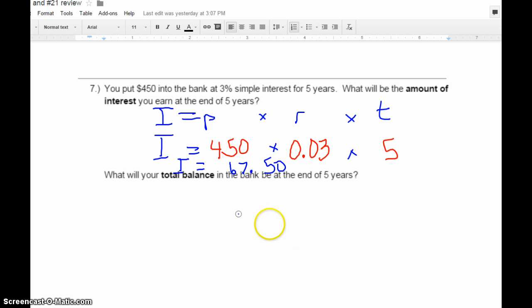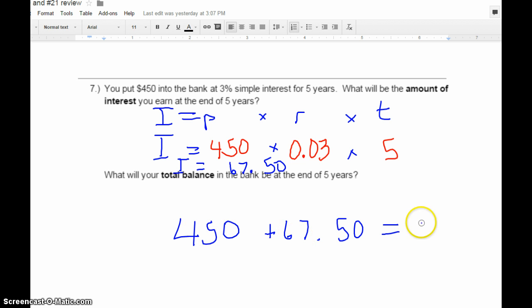So my total balance in the bank, I put in $450. They're giving me $67.50. So that means at the end of 5 years, I have the amount I put in plus the interest, which would be $517.50.